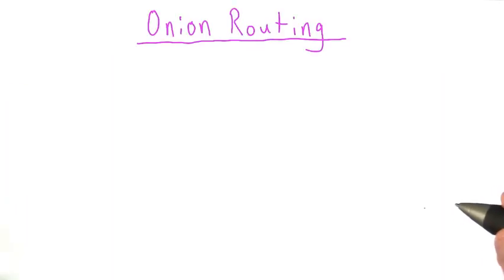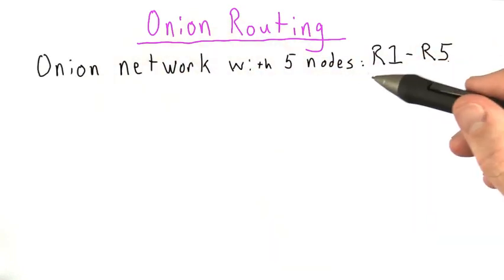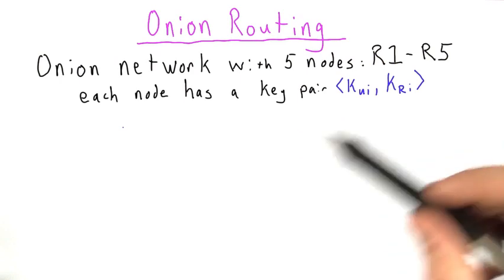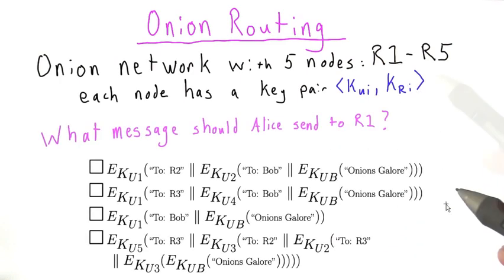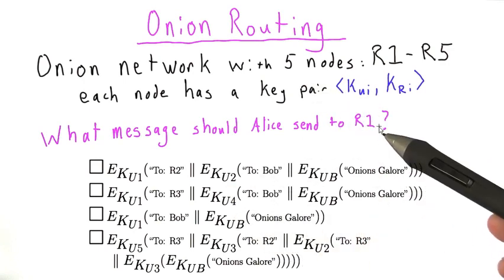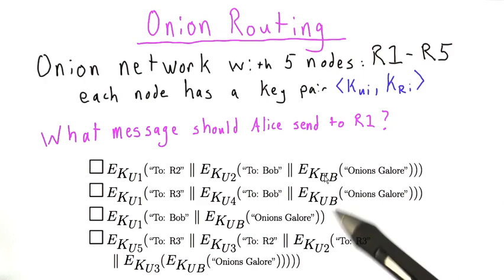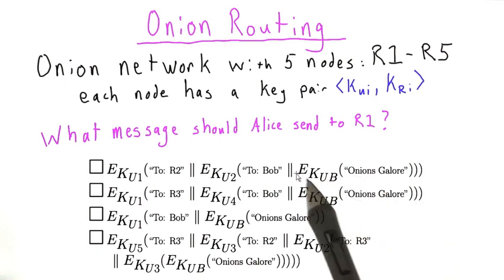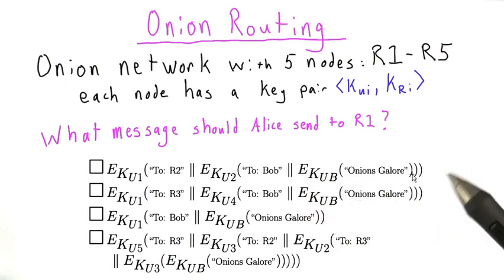In this problem, we will look at a small onion network. We have a network with 5 nodes, R1 through R5, where each node has a public and private key. The question is, if Alice wants to send a message to Bob through our onion network, what message should she send to R1 to reach Bob? The notation here is the notation that we've used throughout the rest of the course, where KUB is the public key of Bob, and this message is encrypted then using the public key of Bob.